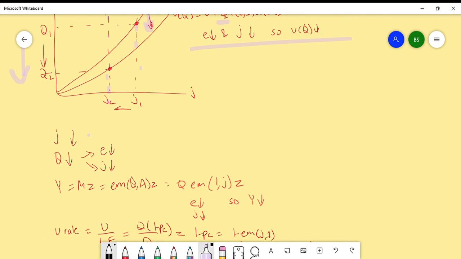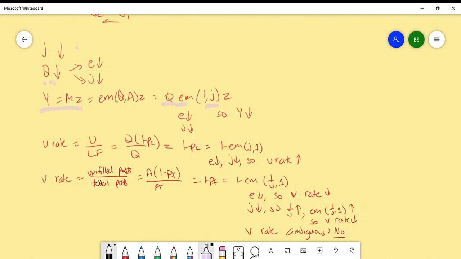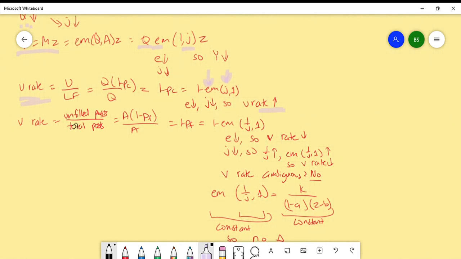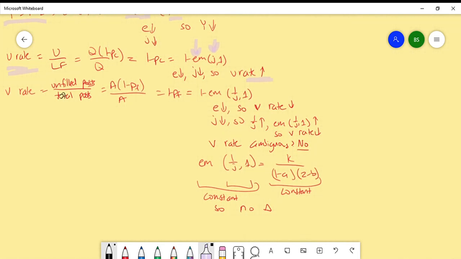Third, we have Y equals MZ equals EMQAZ, and that whole thing. Since E decreases, J decreases, and Q decreases, Y has to decrease. Next, the unemployment rate is U over LF equals 1 minus PC. In this case E decreases and J decreases, so the unemployment rate will increase. And finally, the vacancy rate, 1 minus EM(1/J, 1).